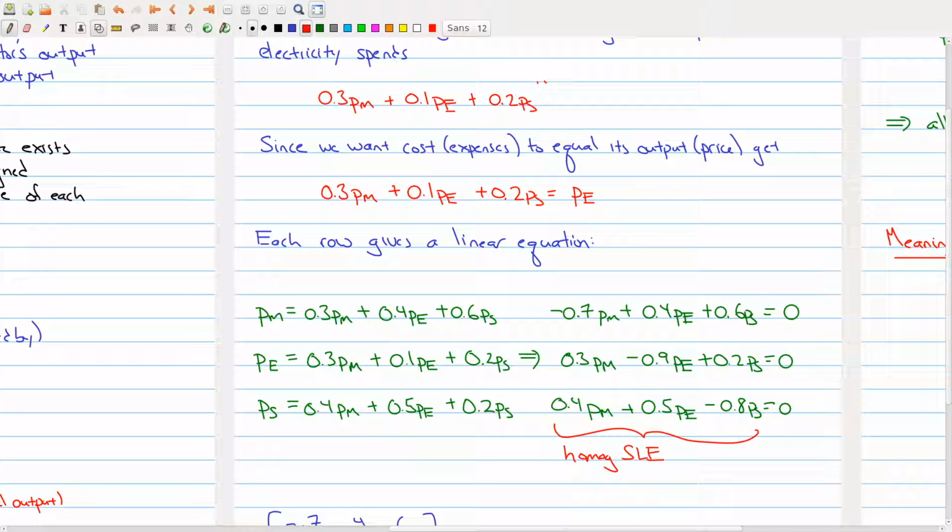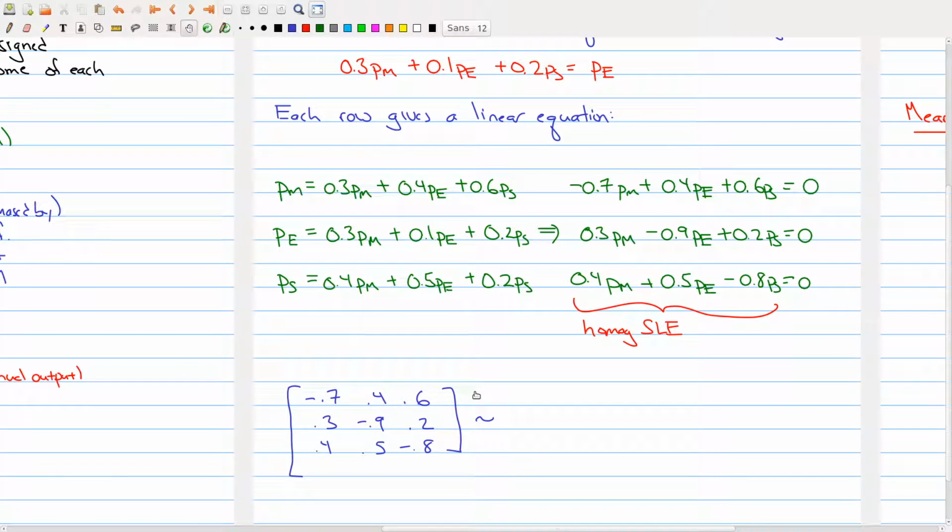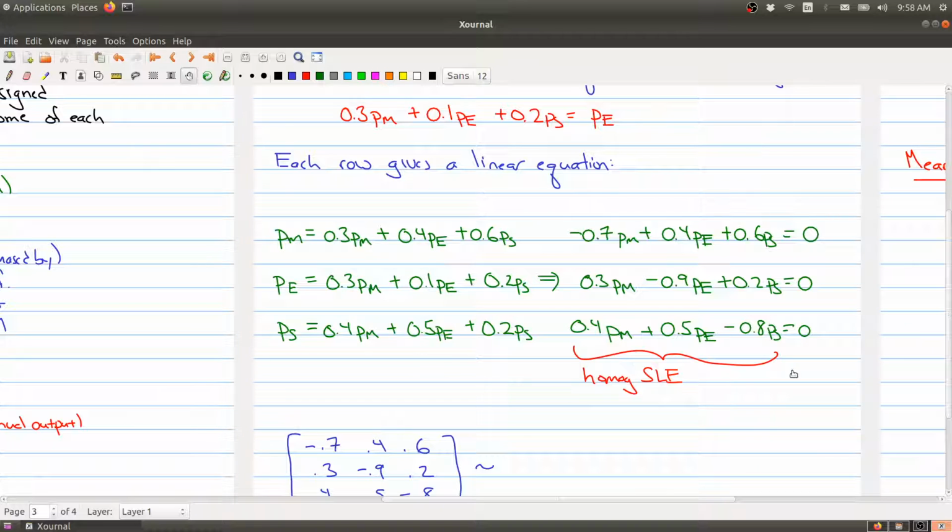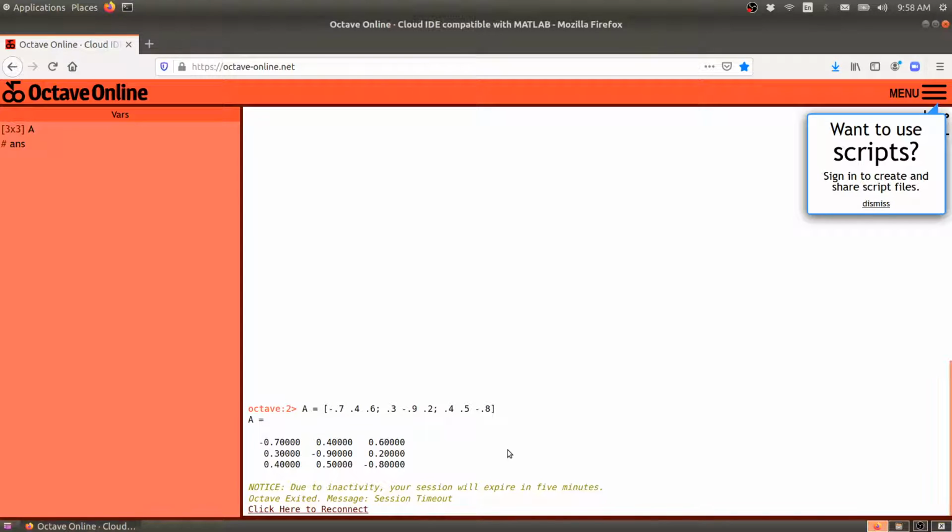Now we know that there is always at least one solution, namely the trivial solution. So the question is whether there is another solution or not. So I've written below the coefficient matrix of this homogeneous system of linear equations. So I need to row reduce it. Now, luckily, I could do this by hand, but it will take a little bit of time. So instead, I'm just going to pop over to Octave.